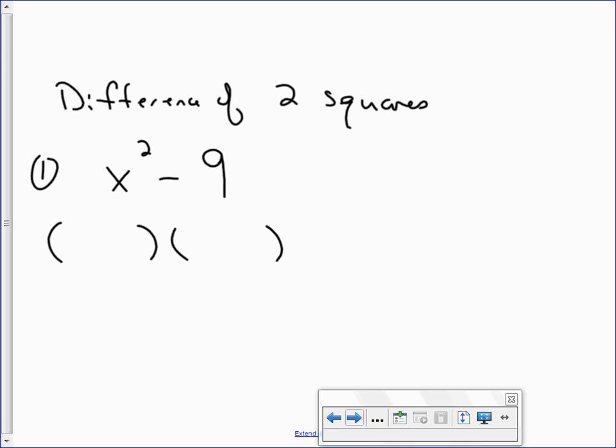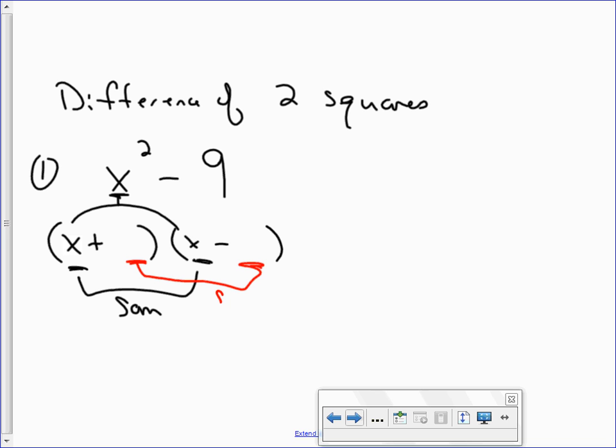We usually set two sets of parentheses. One of the parentheses needs a plus, and the other one needs a minus. It doesn't matter which one you put first. And then these two terms right here have to be the same. And when you multiply them together, they've got to give you this first term right here. So what can I put there? What times what is x squared? X times x. Okay.